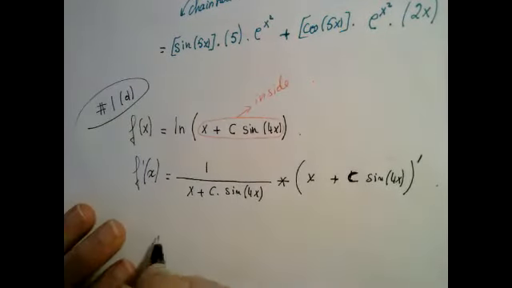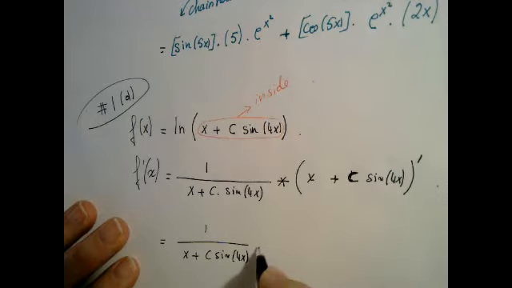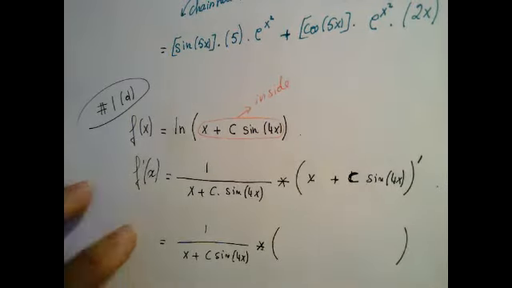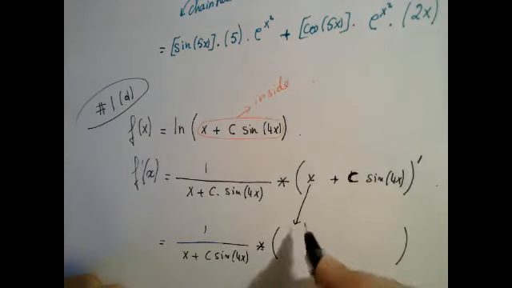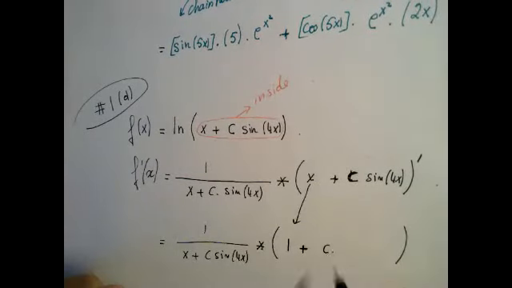Okay. Now, this is equal to this. There is nothing I can do about the first piece, times... Okay, now I need to define the derivative of the inside. The derivative of x is 1, plus c is a constant, I just drop it. The derivative of sine x, all right?